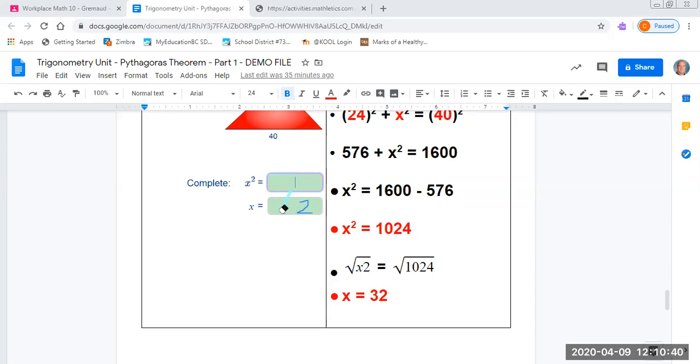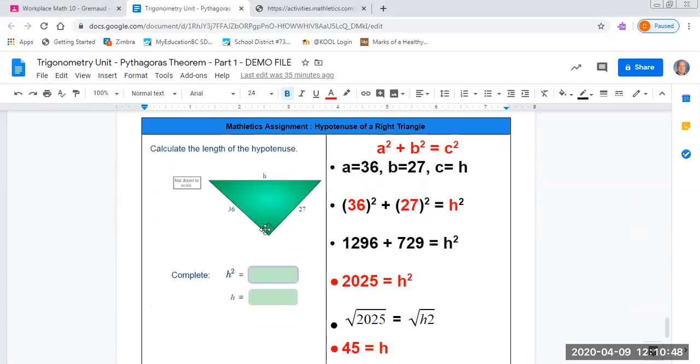So let's take a look at another, similar example, one that's going to be like the second assignment in Mathletics. So this is an example again, but in this case, we are looking to solve for the hypotenuse. So what I mean here is, I need to just get my writing tool here.